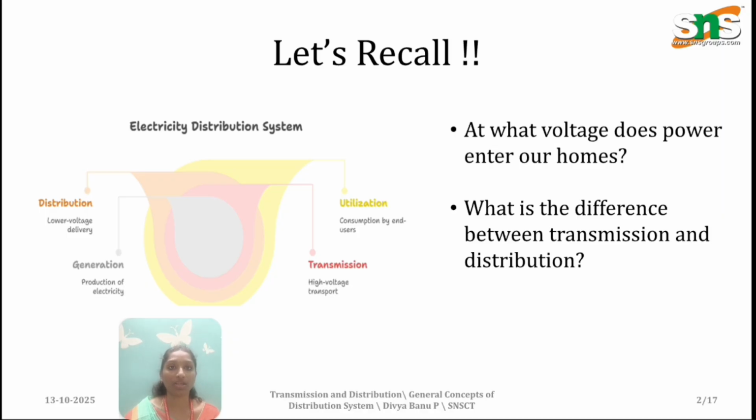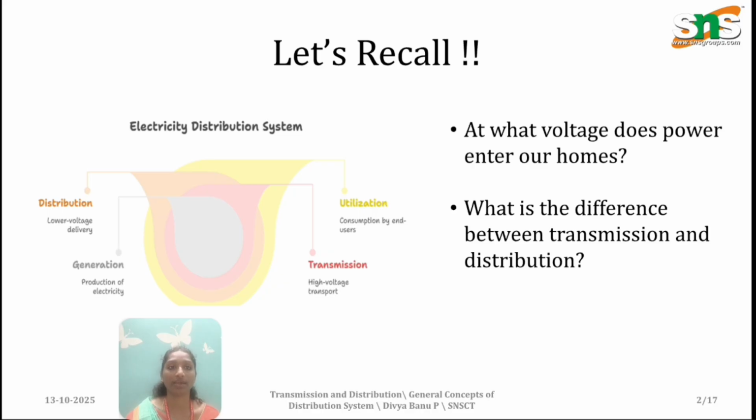So let us recall something before going into the distribution system. A general electricity distribution system is clearly shown in the picture. It has generation, transmission, distribution, and utilization parts, where utilization is consumption by the end users. So, at what voltage level does power enter our homes? It is about 230 volts.